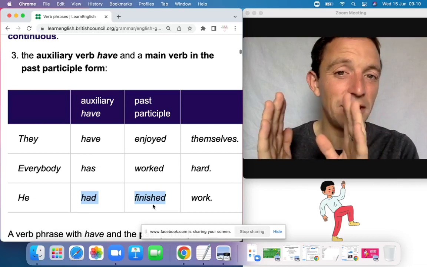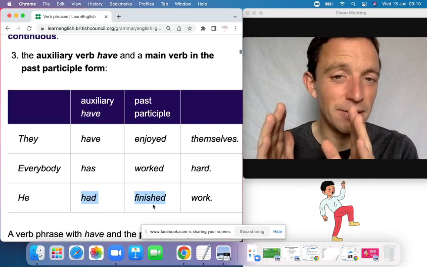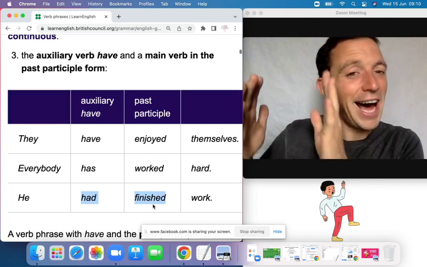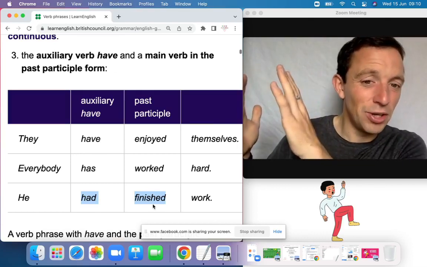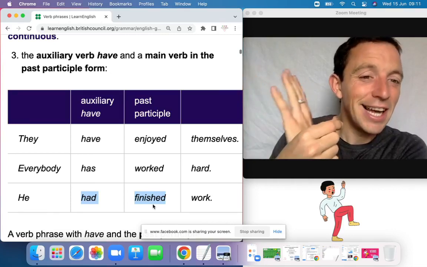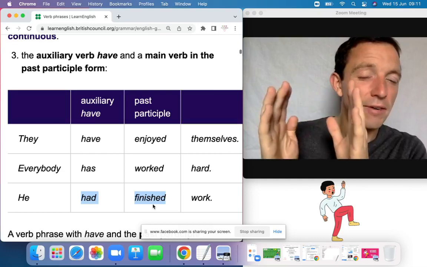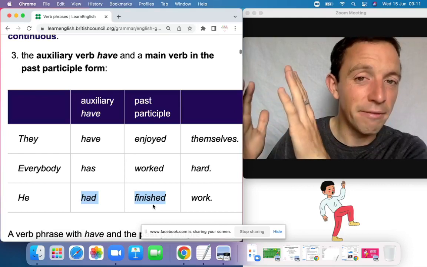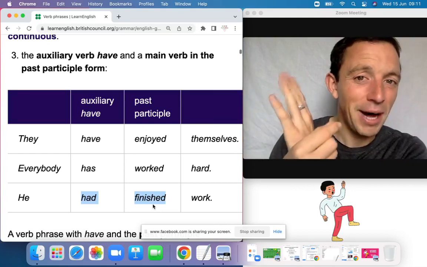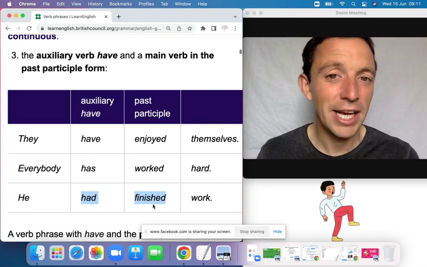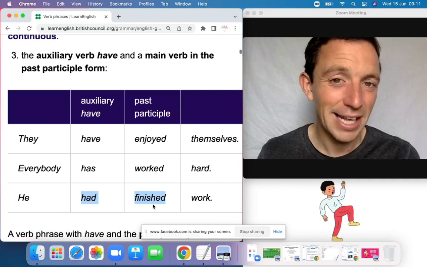So I have finished my breakfast. I have finished my lunch recently. Okay, so that is very important concept of the perfect. But the past, I had finished my breakfast. I had finished my lunch, usually before another action in the past. That is the difference between the present perfect and the past perfect. The past perfect is the period in the past, usually before another action in the past simple. That is the basic difference and explanation between the present perfect and the past perfect.